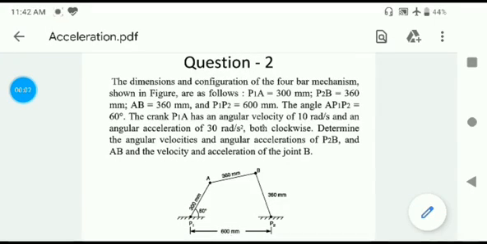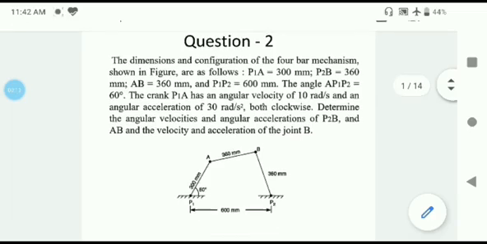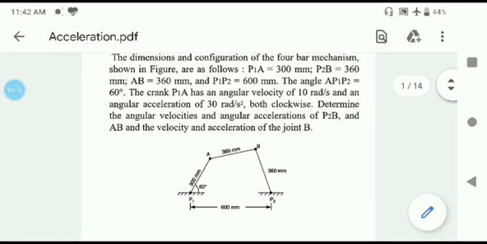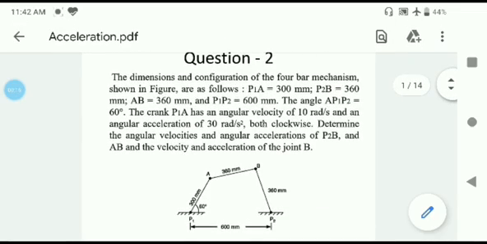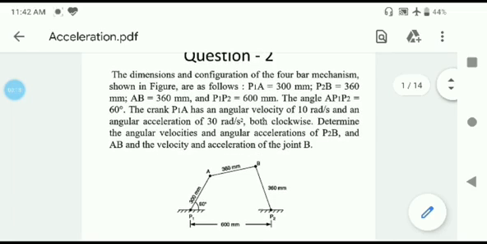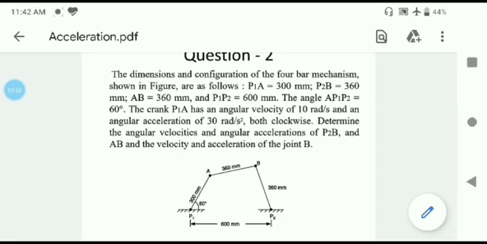Hello all. Today we are going to discuss the acceleration analysis of a 4-bar mechanism. I'll read out the question and then we will discuss it in detail. The dimensions and configuration of the 4-bar mechanism shown in the figure are as follows.